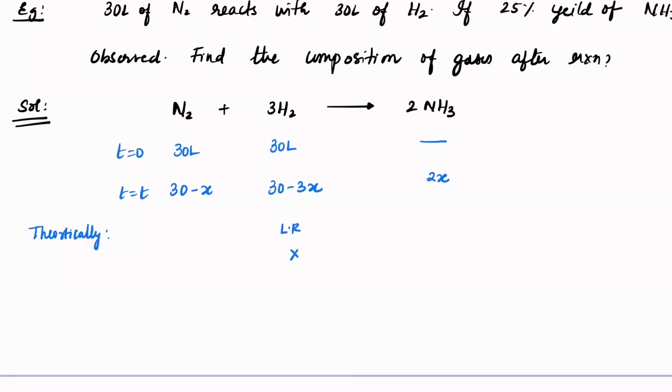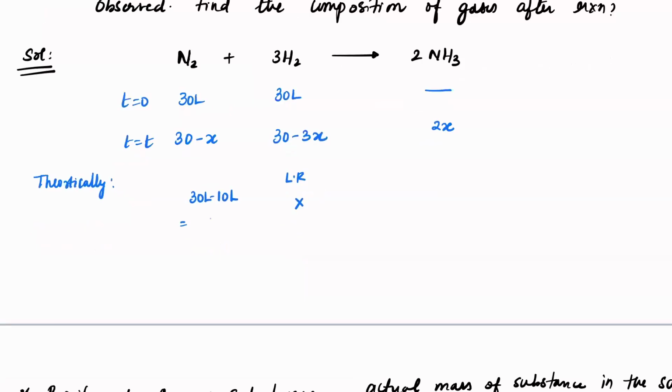Hence, if I notice that for 3 moles of hydrogen, 1 mole of nitrogen is required, for 30 liters, how much is required? 30 divided by 3, so 10. So out of 30 liters, only 10 liters is being used. So what is the remaining amount? 20 liters is the remaining amount.